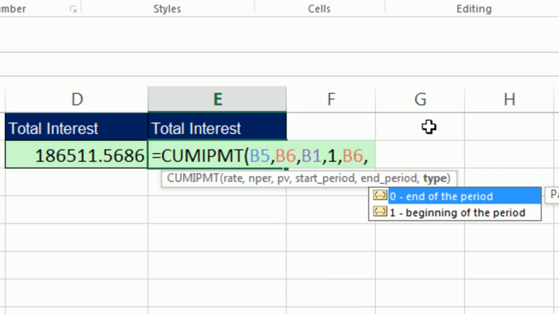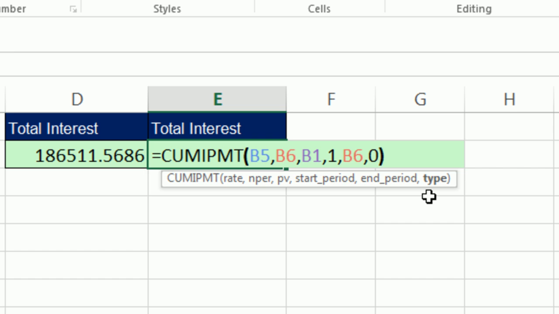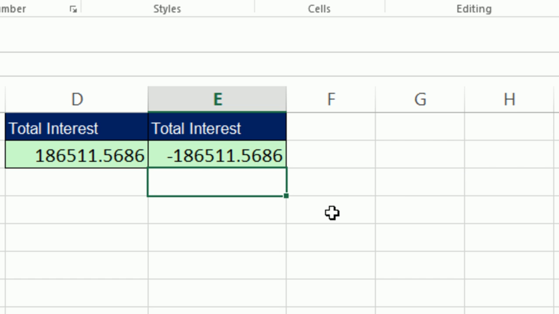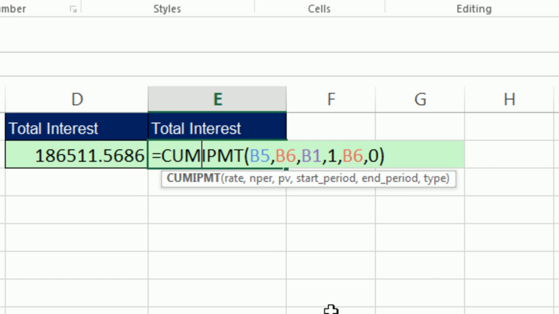Notice there's not a square bracket around type like there was with PMT, so we have to put it in. It's going to be end, close parentheses, and Control-Enter, and we get the same exact number. That's another financial function. That's pretty cool.